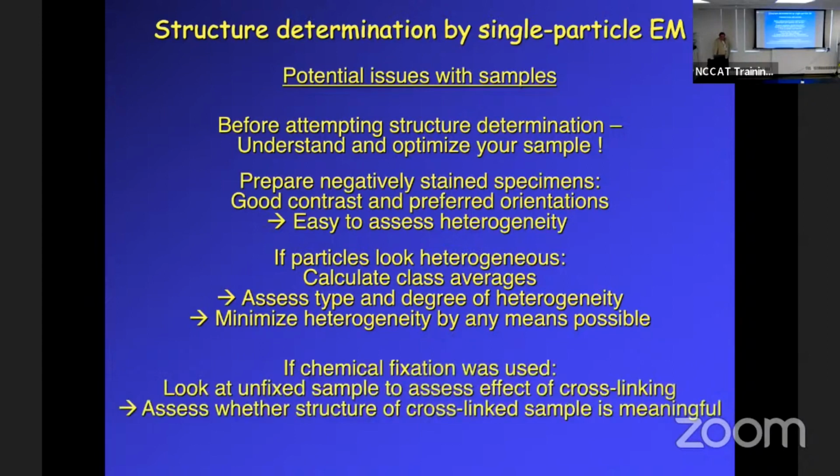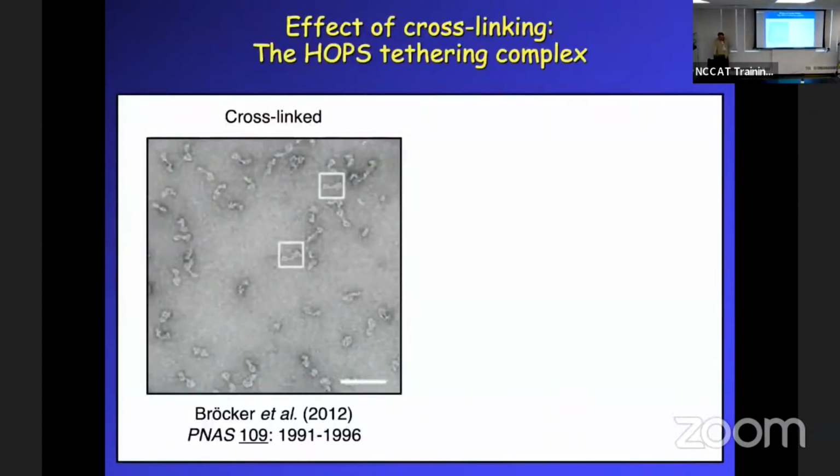And if it turns out that you need chemical fixation, which actually happens quite often for us when we look at complexes, we really always also look at the uncross-linked complex. And the reason for that is, here's an example. This is a so-called tethering complex. It's a Hobbs complex, and it's not easy to work with.